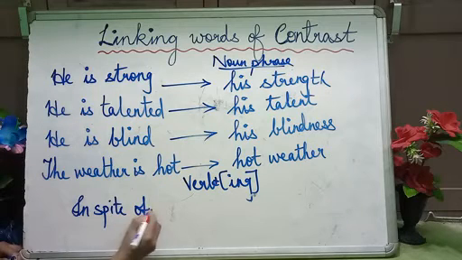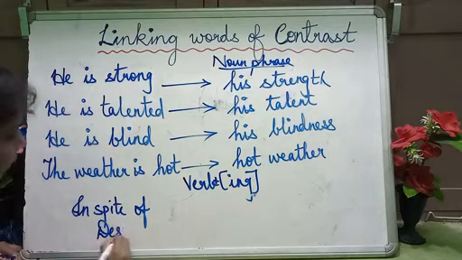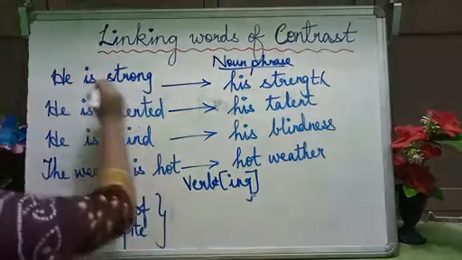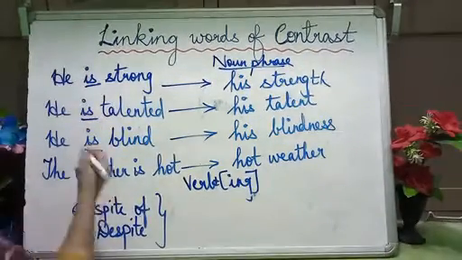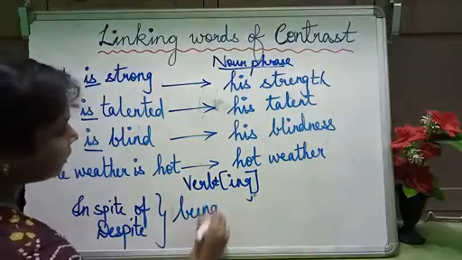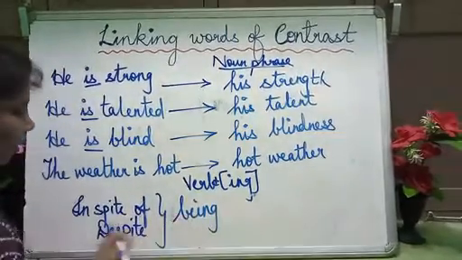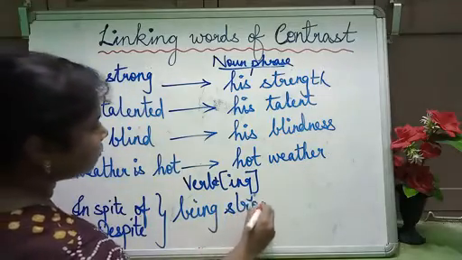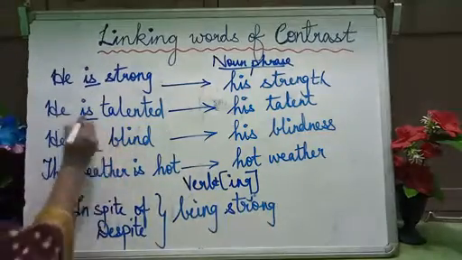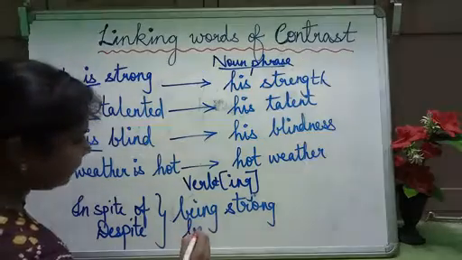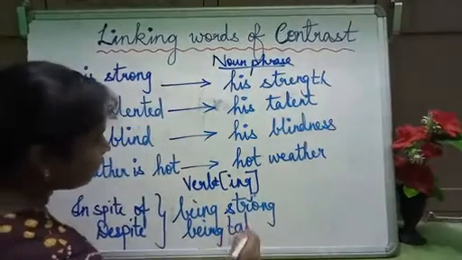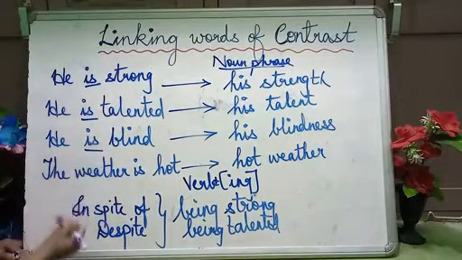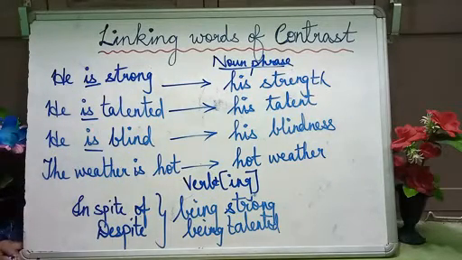In spite of. Okay. For this only we are writing. In spite of, all will change into being. In spite of or despite being. Okay, this strong. Don't forget. Then here similarly, talented means being talented. Then here also, blind means being blind. Like that you can write being blind.